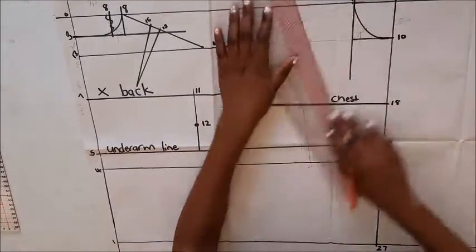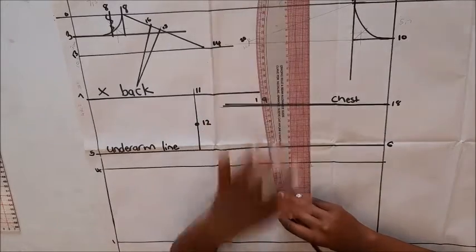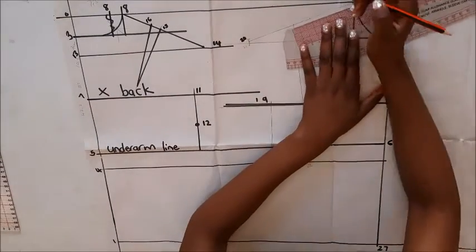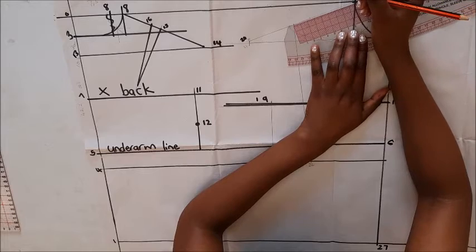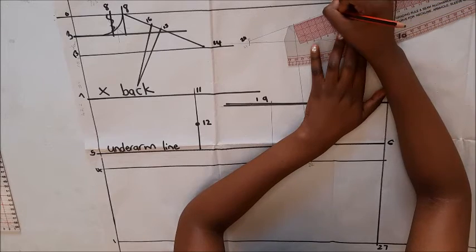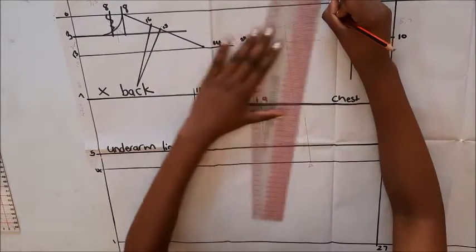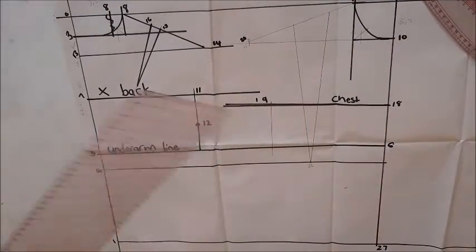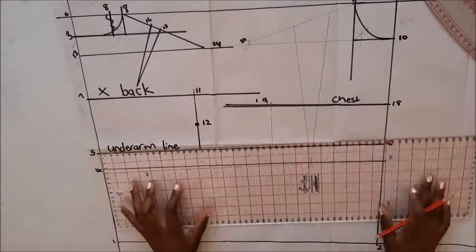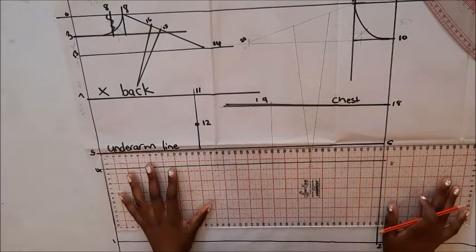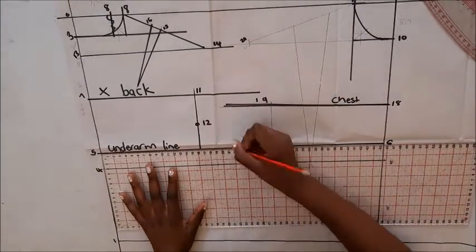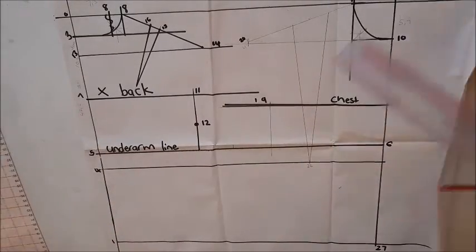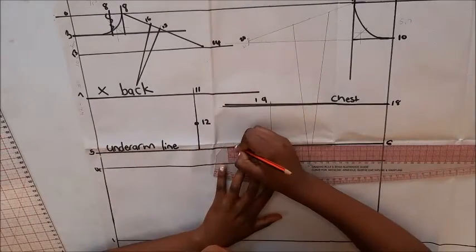The next thing that I did was measured the width of my dot and joined that line to that bust point. And what I did here was just measured the middle of this whole block rectangle, and I drew a straight line down.